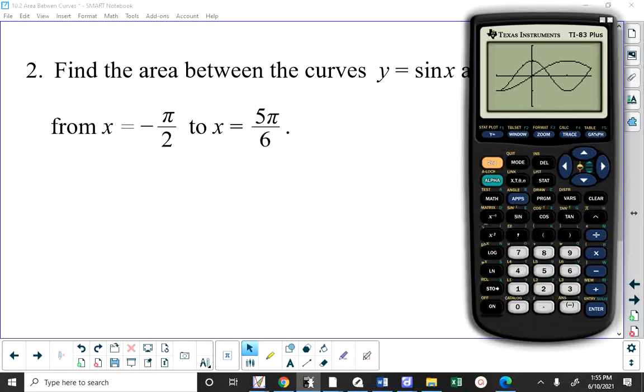So one observation that I make here is it appears that they intersect at negative pi over 2. And it appears that they intersect at 5 pi over 6. But we want to verify that. I would verify it by going into my table and entering negative pi over 2 to see if y1 and y2 are the same. They are.